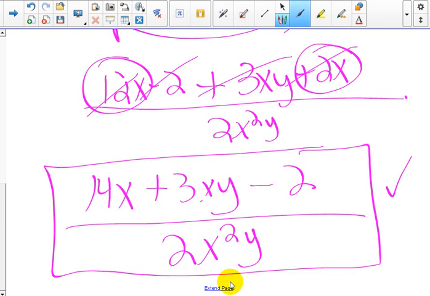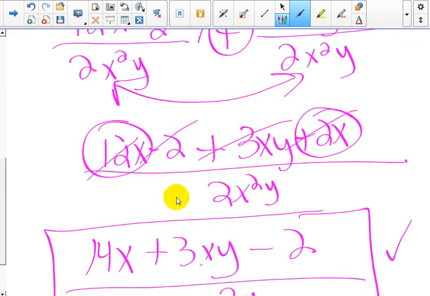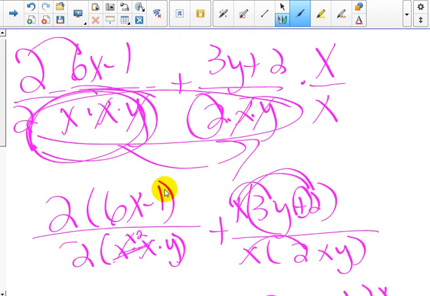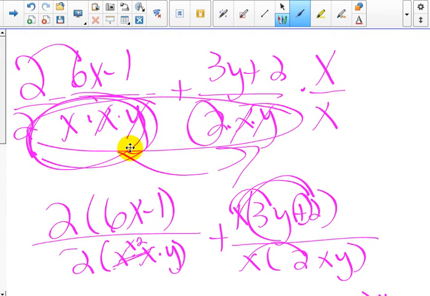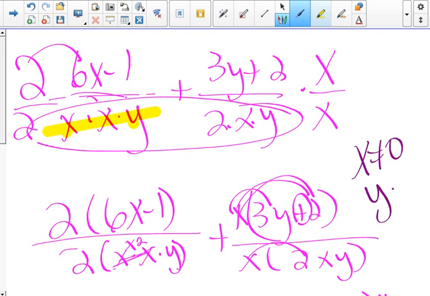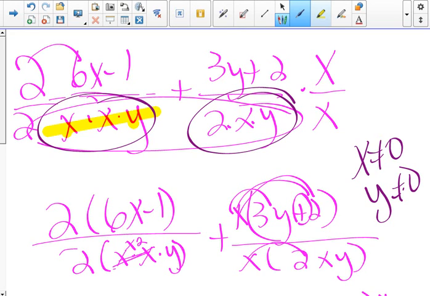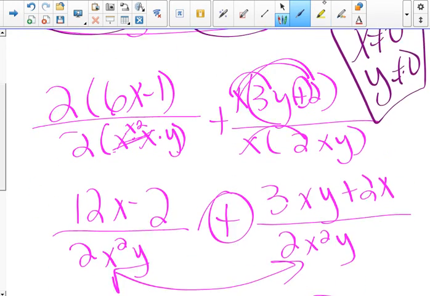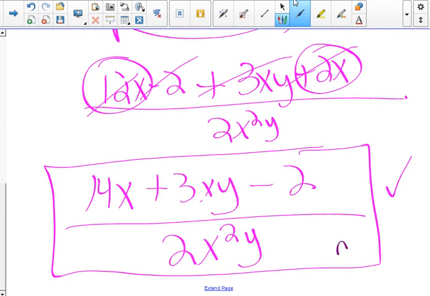Oh, I forgot our exclusions. So look at the original equation. What can x never be? And what can y never be? So when you look at these, what would turn this equation to 0 if x was 0 or y is 0? So x cannot equal 0, y cannot equal 0, because if we did, that would go to 0. And same thing over here, so it applies for both. So that's what you say at the end. There's my answer, and notice that x cannot equal 0 and y cannot equal 0.